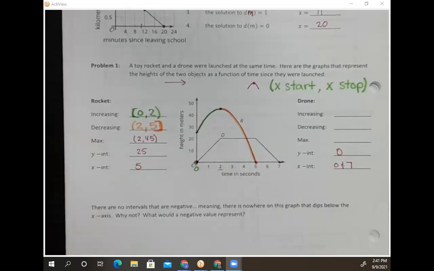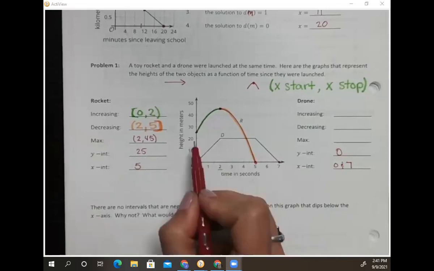So that's the maximum y value. If I asked you what's the maximum height that the drone reached, 20 meters, right? Because that's the highest height that it gets to.